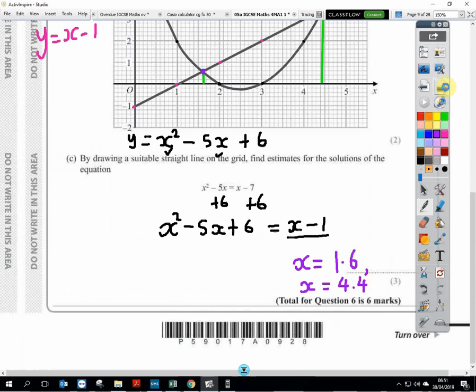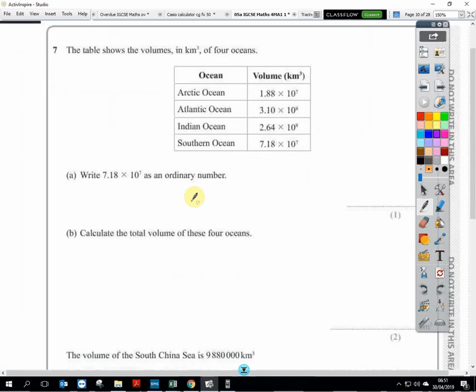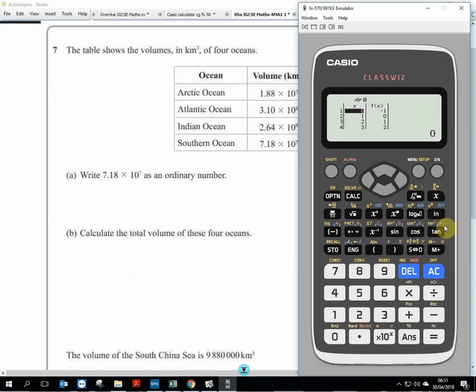Okay, next question. Write this as an ordinary number. It's always worth trying this in the calculator. It doesn't always work. But if you try 7.18 times 10 to the power of 7, okay, so it's 718 with 5 zeros.